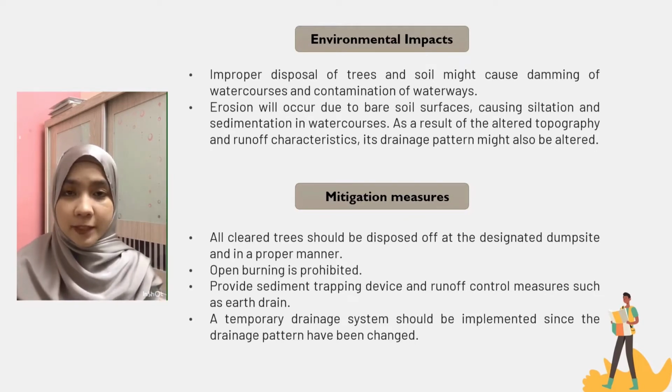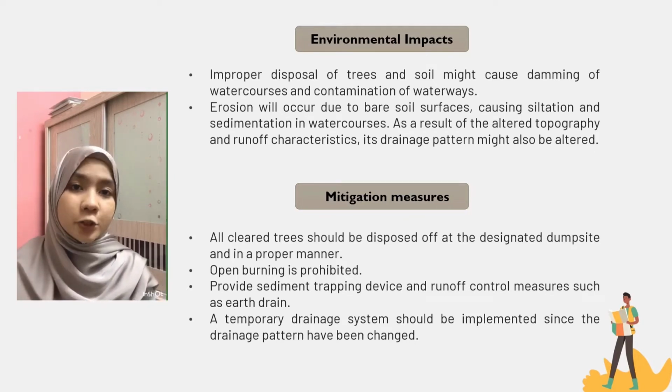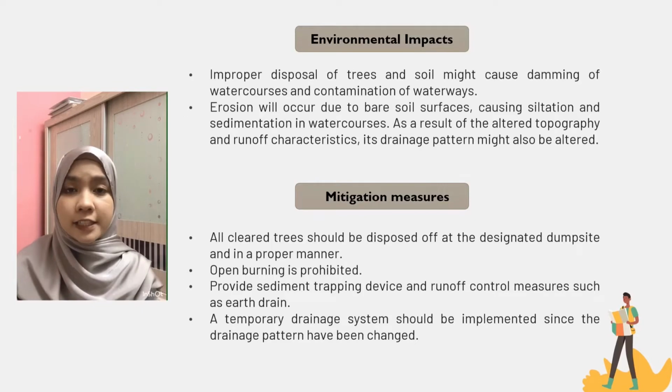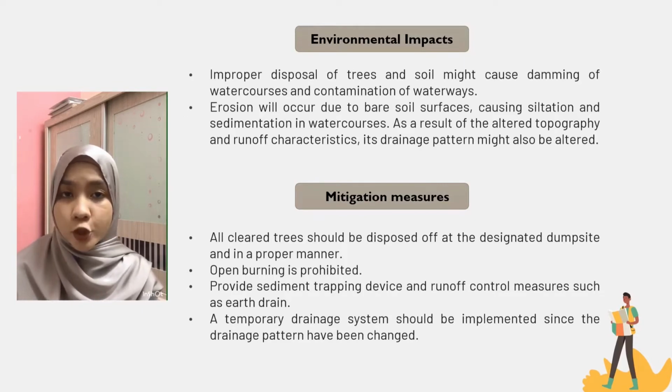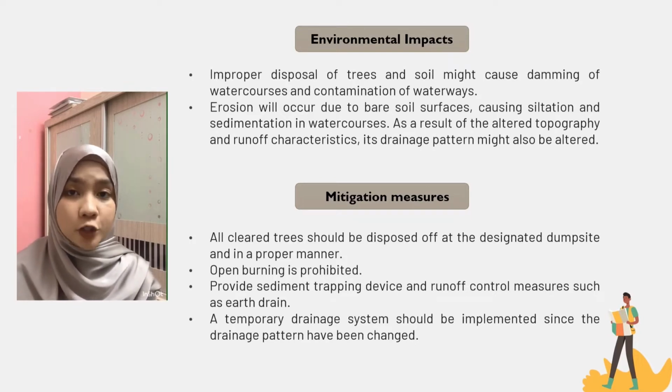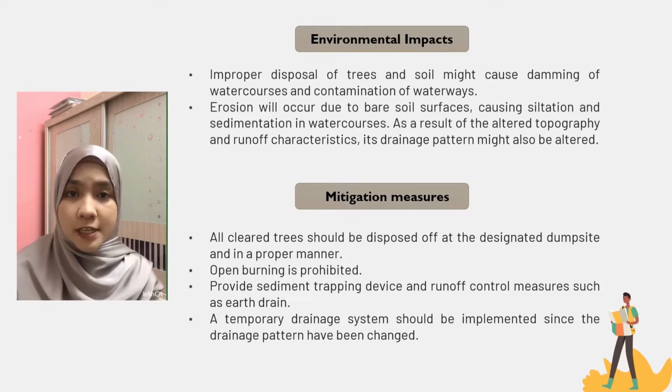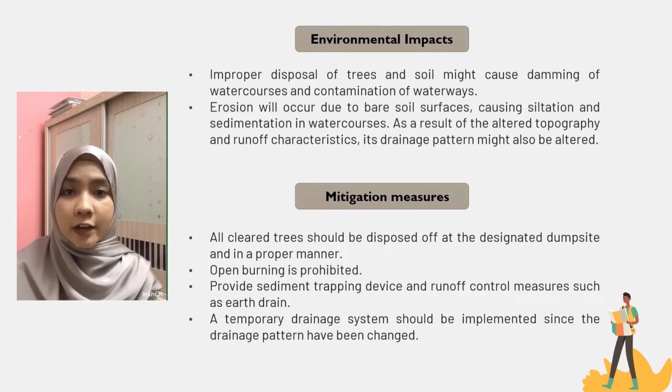To reduce the environmental impacts, first, all cleared trees should be disposed of at the designated dump site and in a proper manner. It is also forbidden to do open burning, which might result in another environmental impact, which is air pollution. Next, provide sediment trapping device and runoff control measures such as earth drain in order to direct runoff away from disturbed areas. A temporary drainage system should also be implemented since the drainage pattern has been changed.